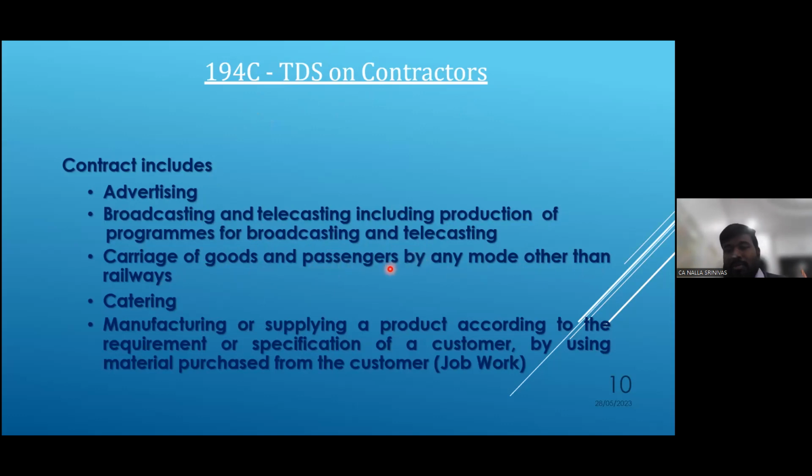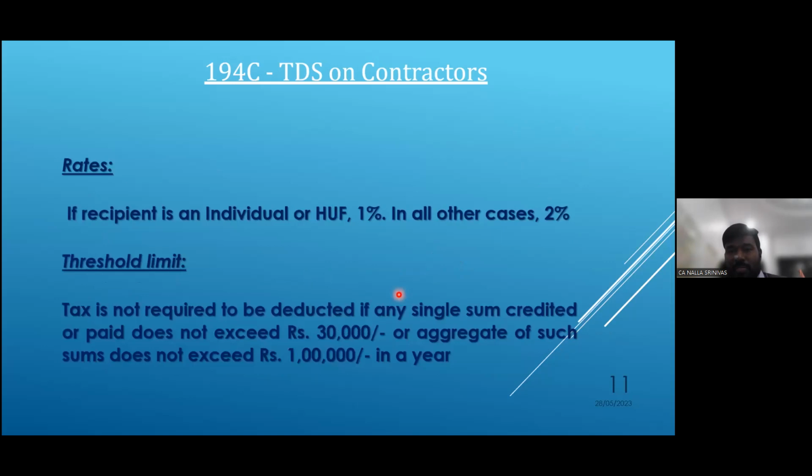The importance of this definition, of remembering this definition, is that when you are booking any head of expenditure, you should know whether TDS is applicable on that or not. Manufacturing or supply of a product according to the requirement and specification of the customer, using material purchased from the customer, is job work. If a sub-contract is given on a back-to-back basis, as I gave the Paragon example, in that case also TDS will attract on 194C basis.